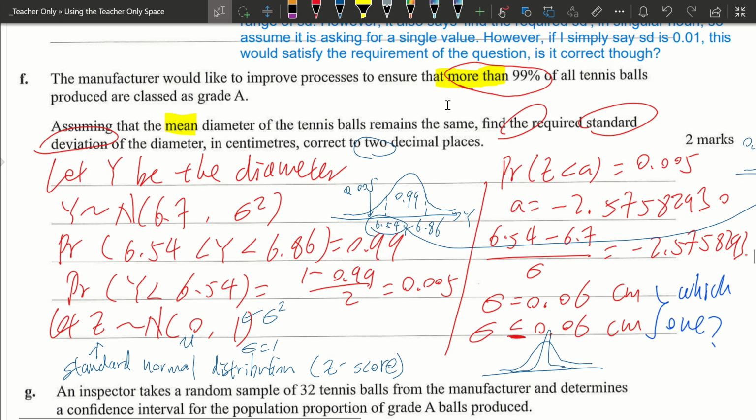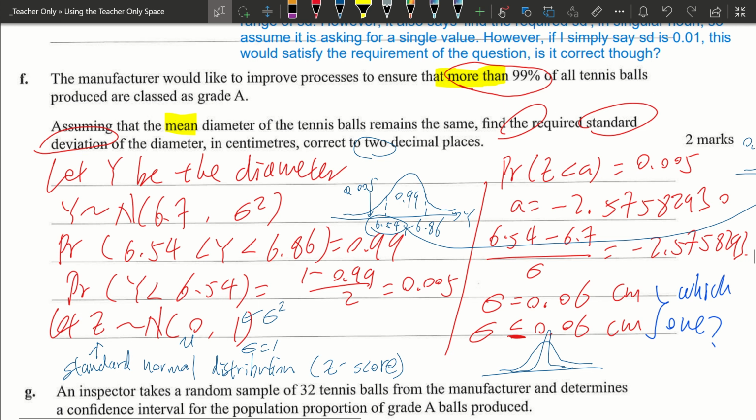But if you look at the question again, here it says more than 99%, which means I can have multiple answers for the standard deviation. But here it says find the required standard deviation, singular. Look at this noun here. It's a singular noun. There's no S at the end. It's not plural. So it looks like the question is asking for a single number for the standard deviation.